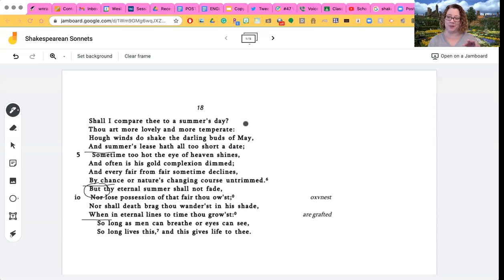You all can put this in your back pocket for Valentine's Day. If you use this poem for Valentine's Day, you should probably credit Shakespeare.